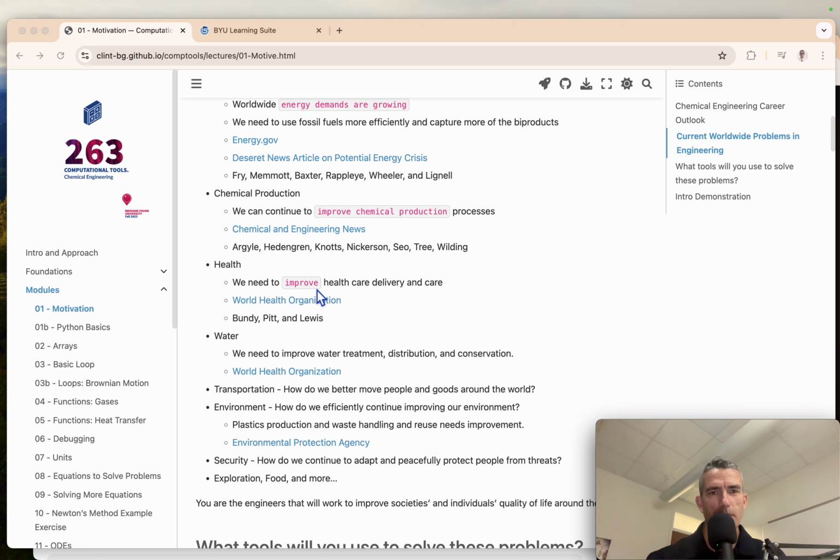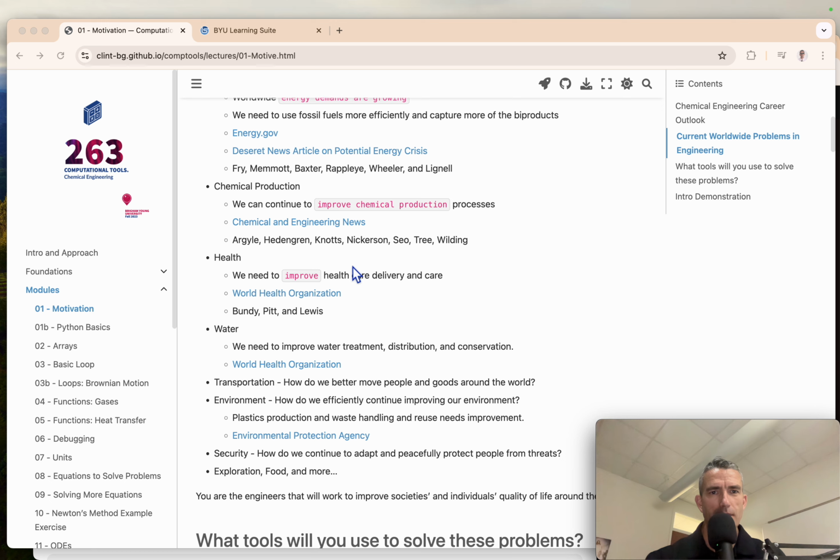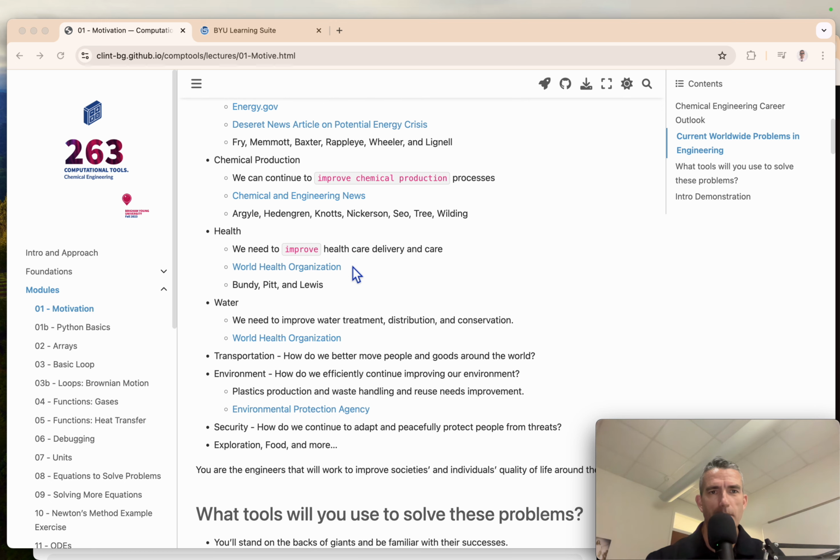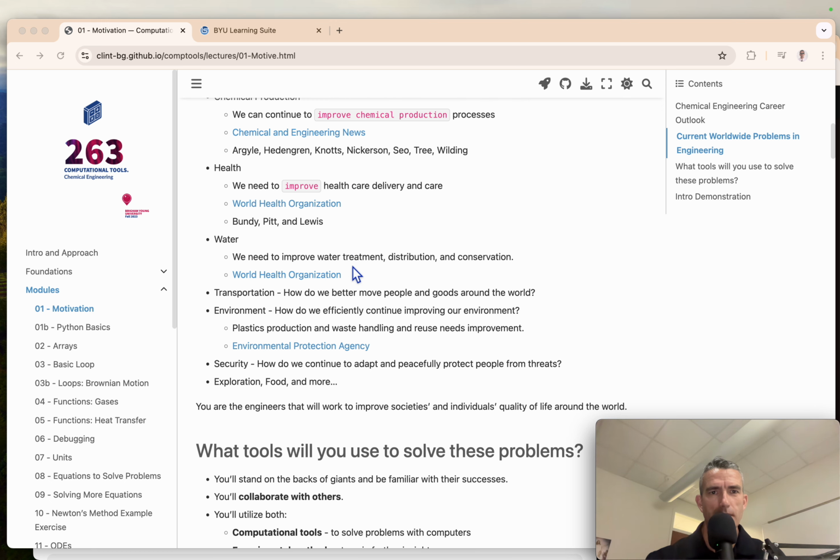Lots of chemicals being produced, and we need better ways to produce them, and less harmful chemicals, and more recycling, and lots of great things that could happen in terms of helping people throughout the world. Health concerns.